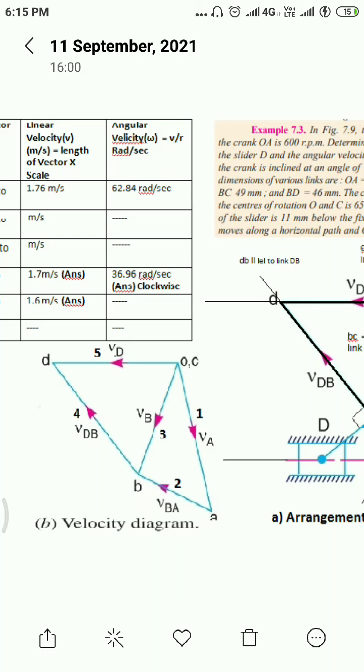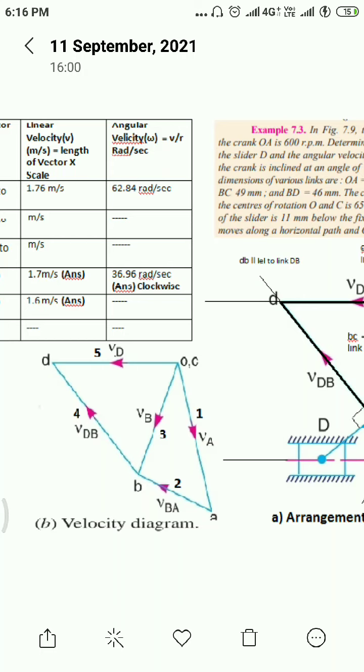After getting point A, draw the vector AB, which is perpendicular to link AB in the space diagram. Still we don't get the point B. Use another vector CB, which must be drawn perpendicular to link BC. The BC and AB vectors meet at point B.